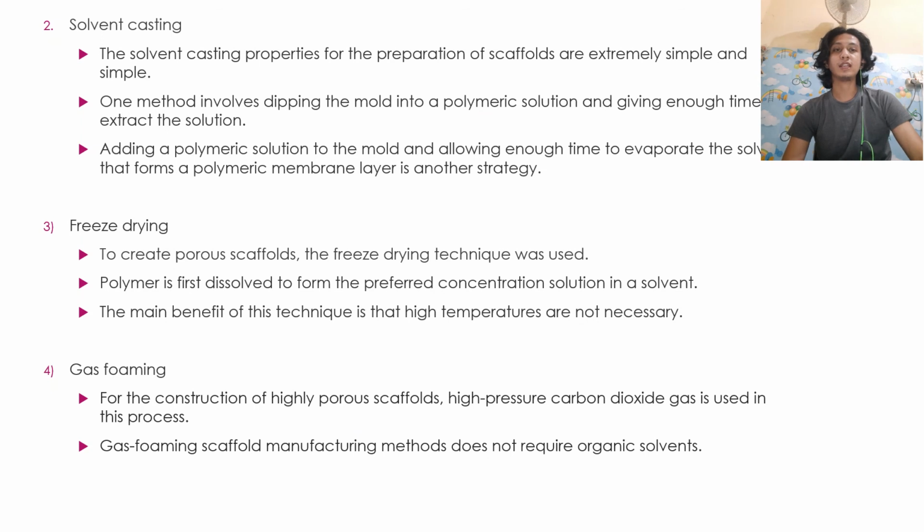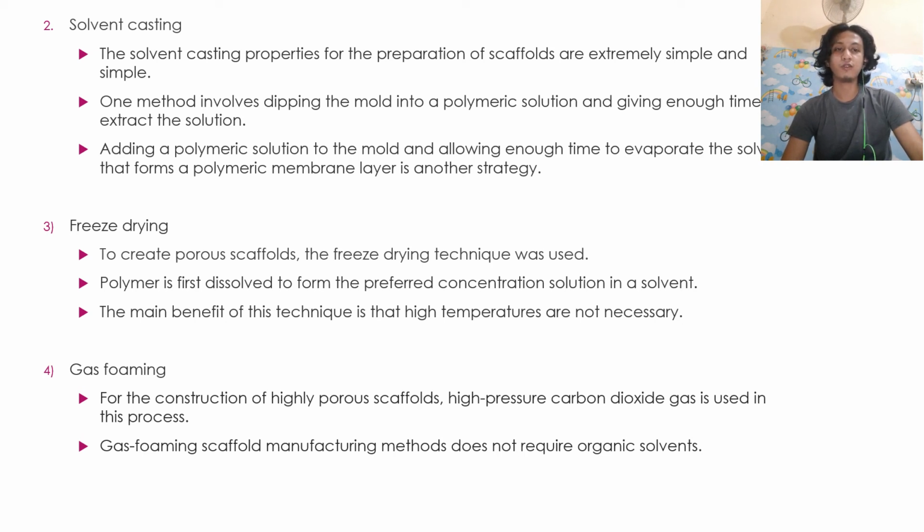Second, solvent casting. The solvent casting method for the preparation of scaffold is extremely simple. One method involves dipping the mold into a polymeric solution and giving enough time to extract the solution. Adding a polymeric solution to the mold and allowing enough time to evaporate the solvent that forms a polymeric membrane layer is another strategy.